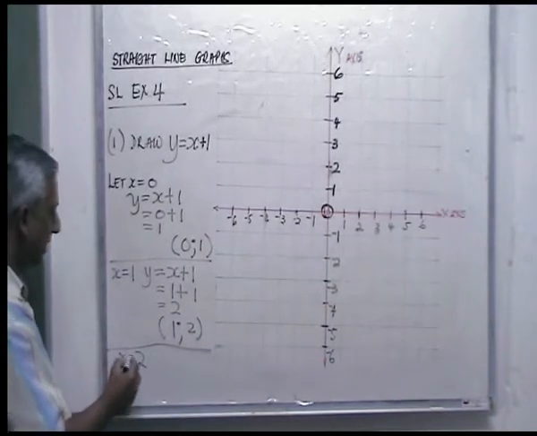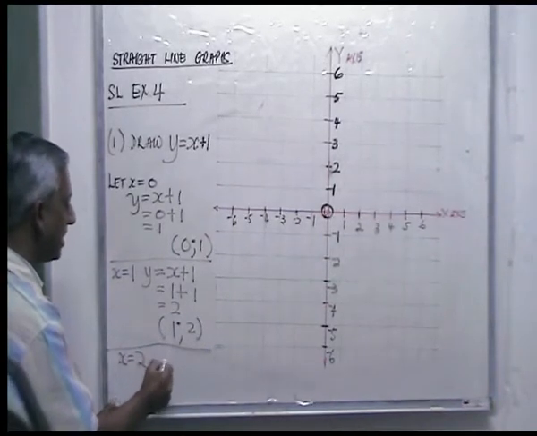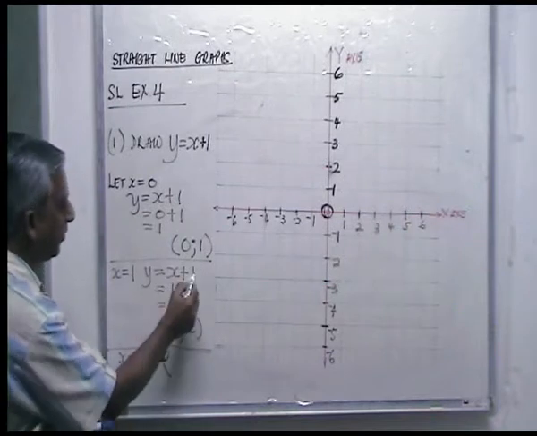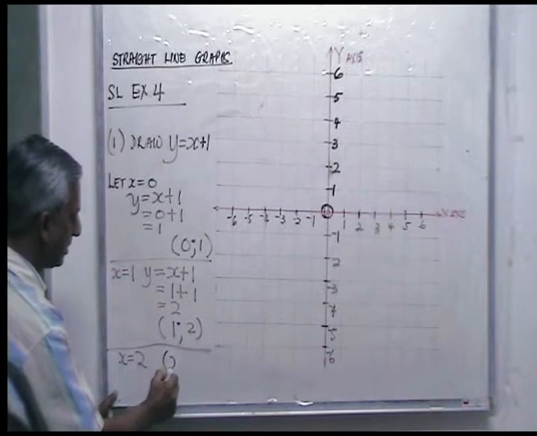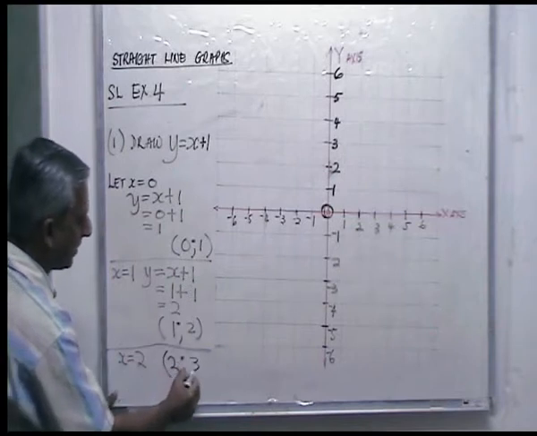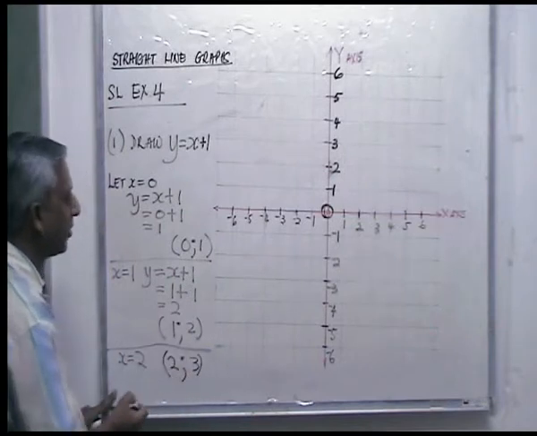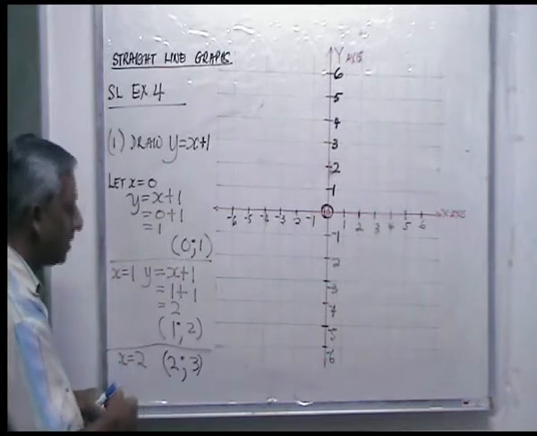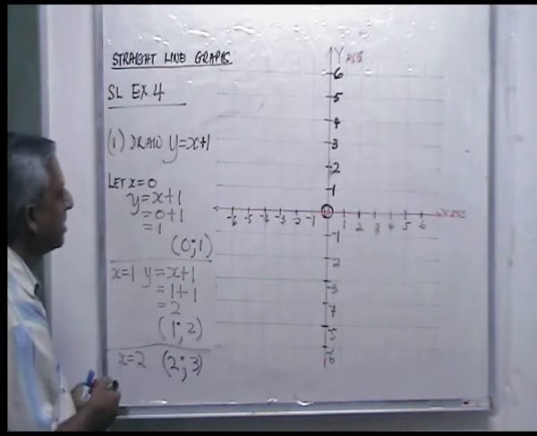I hope you can see this. X is equal to 2. So let me just write the final answer here now for this ordered pair. If you put 2, it will be 2 plus 1. So x is 2, and y will be 2 plus 1, which is 3. Okay, so that's your third ordered pair: 0, 1, 1, 2, 2, 3. Then we go across and we plot it.